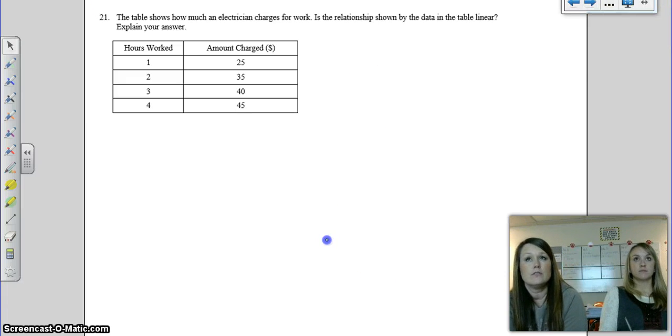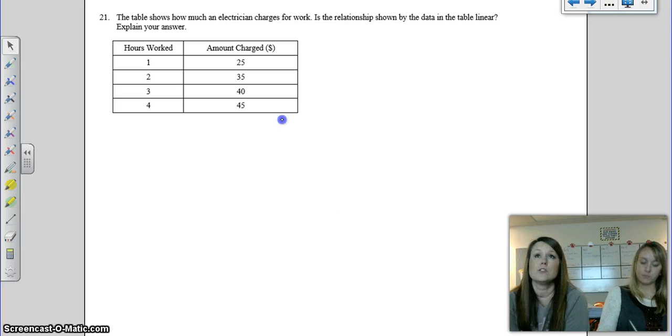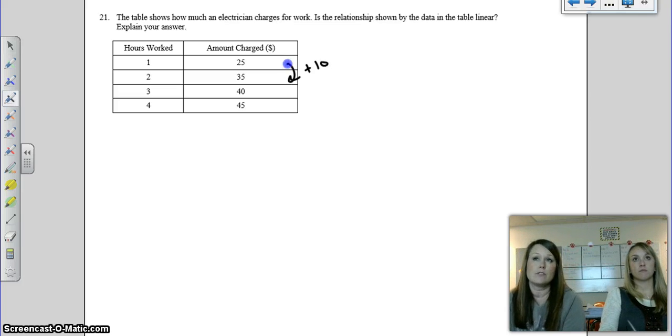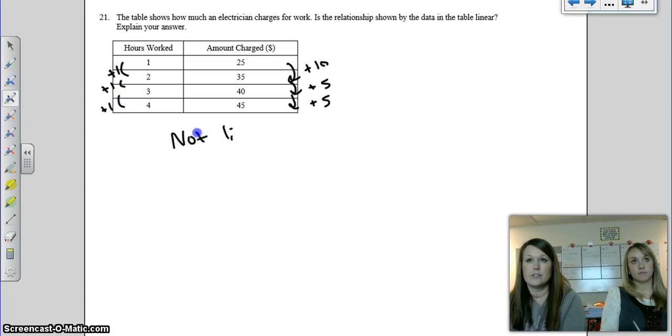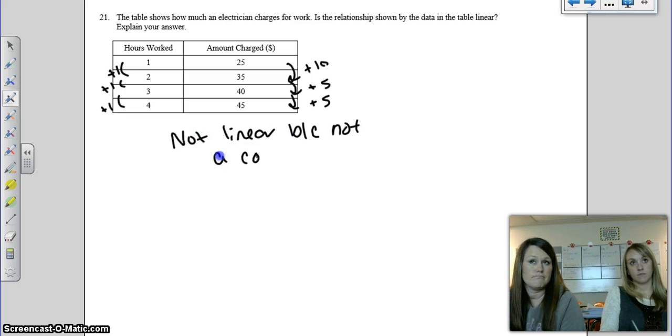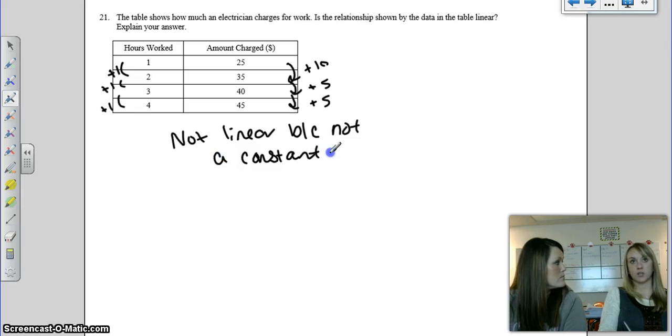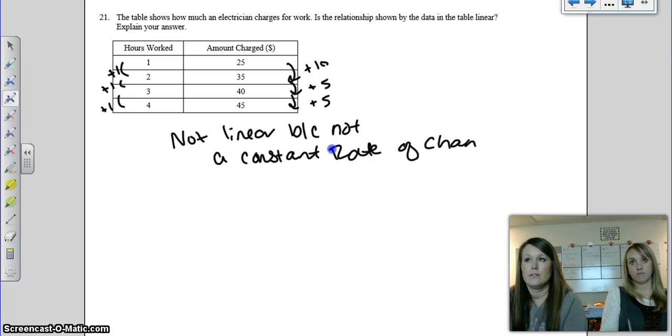Okay, last question. Is this linear, and explain why or why not? So we're going to look to see if there's any kind of pattern. So there's +10, there's +5, and there's +5. And it goes by ones on the other side. So this looks to me like it goes by 10, and then it goes by 5, and then 5. So this would not be linear, because there is not a constant rate of change. I like the math language that you just used, constant rate of change, which we talked about a lot.